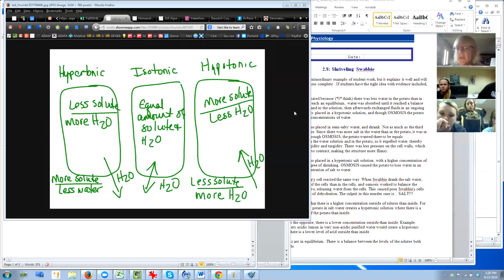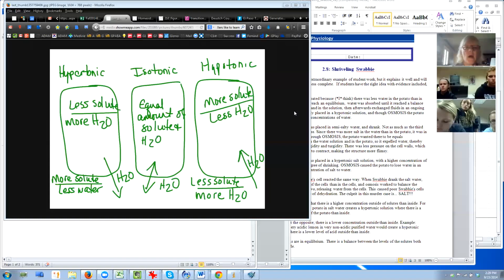This is directly related to what's happening with your potatoes, because every potato cell is surrounded by a semi-permeable membrane. Every cell membrane is semi-permeable. So osmosis is happening in your potato just like it will be happening in Swabby the sailor. So the potato is going to be a model for what happens to Swabby. Okay? Any questions about the difference between hypertonic, hypotonic, isotonic? Okay, we're good with that?